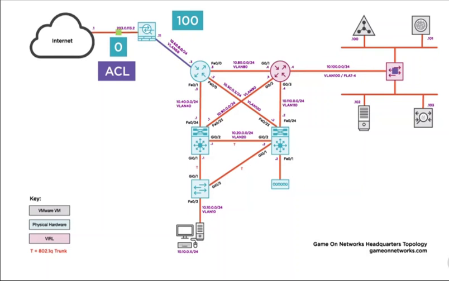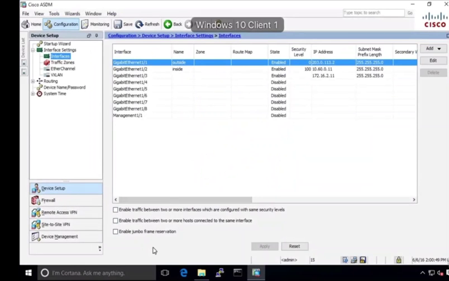You might ask, what happens if a security level is the same? So let's say I had two interfaces here, and these interfaces are both set to a security level of 0. Well, by default, that traffic will not be allowed. Traffic between interfaces with the same security level is not going to function unless we enable the checkbox that says to enable traffic between two or more interfaces which are configured with the same security level. Now, this is going to enable the same-security-traffic command.